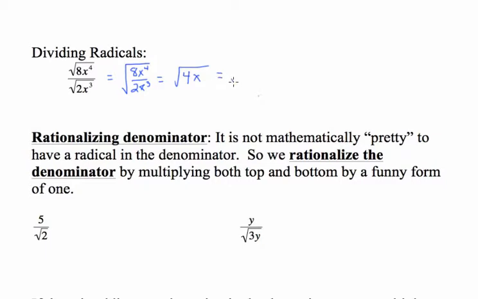Now we can simplify that a little bit by splitting it up. Square root of 4 times the square root of x. Square root of 4 is really regular 2. So this turns into 2 times the square root of x.